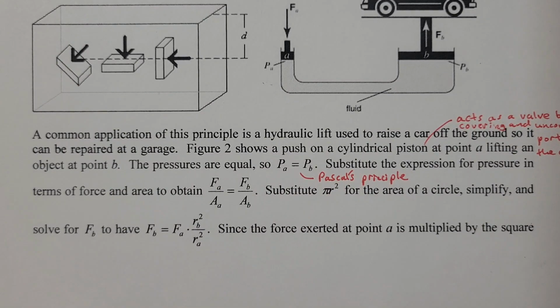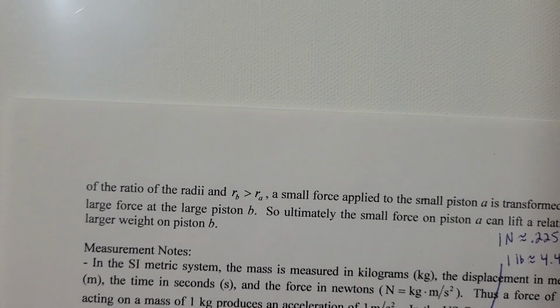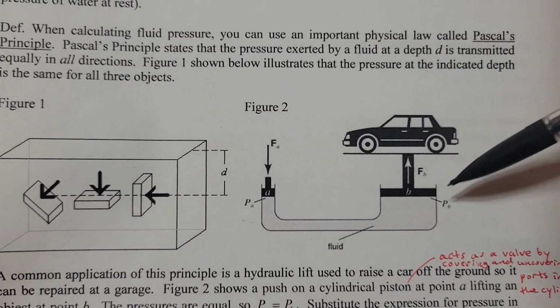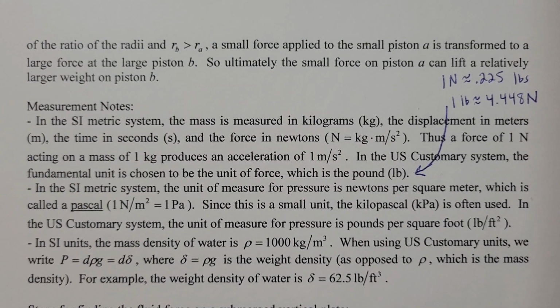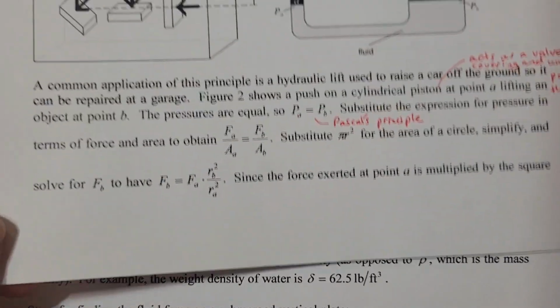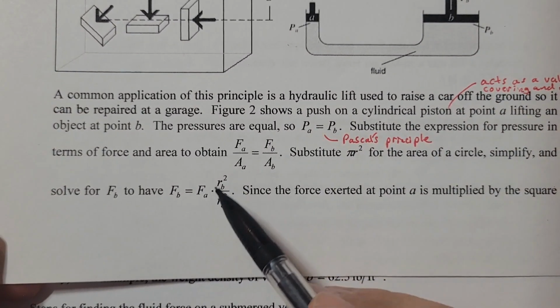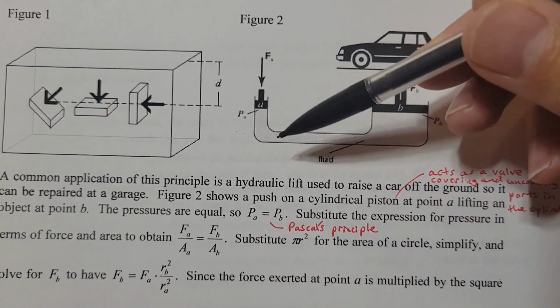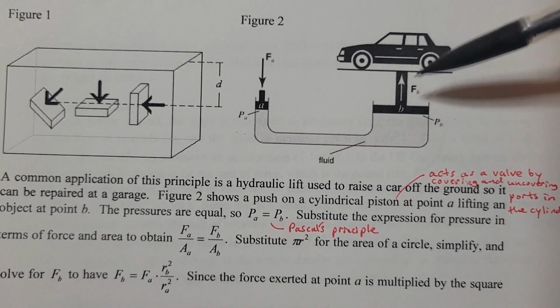Now, the force exerted at point A is multiplied by the square of the ratio of the radii, and the radius at point B is bigger than the radius at point A. So a small force applied to the small piston at A is transmitted to a large force at the large piston at point B. Ultimately, a small force on piston A can be used to lift a relatively larger weight on piston B. So I have a small number multiplied by this thing here, which is equal to the force on B. If I apply a small force on A, I can use it to lift the car at point B.